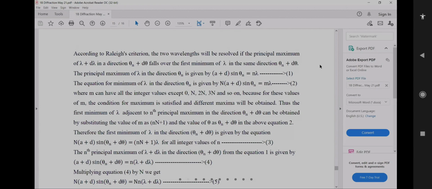Okay. So according to Rayleigh's criterion, the two wavelengths will be resolved if the principal maximum of lambda plus d lambda in a direction theta n plus d theta falls over the first minimum of lambda in the same direction, theta n plus d theta. Okay, the principal maximum of lambda in the direction theta n is given by a plus d sin theta n is equal to n lambda.